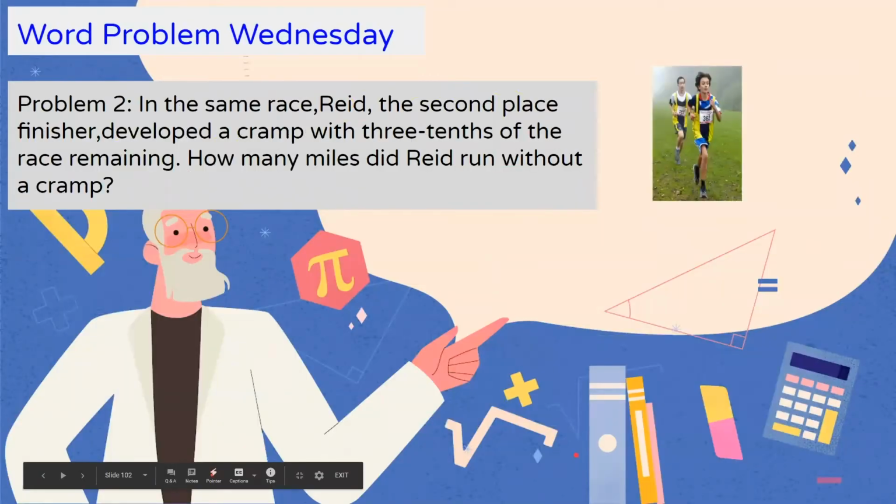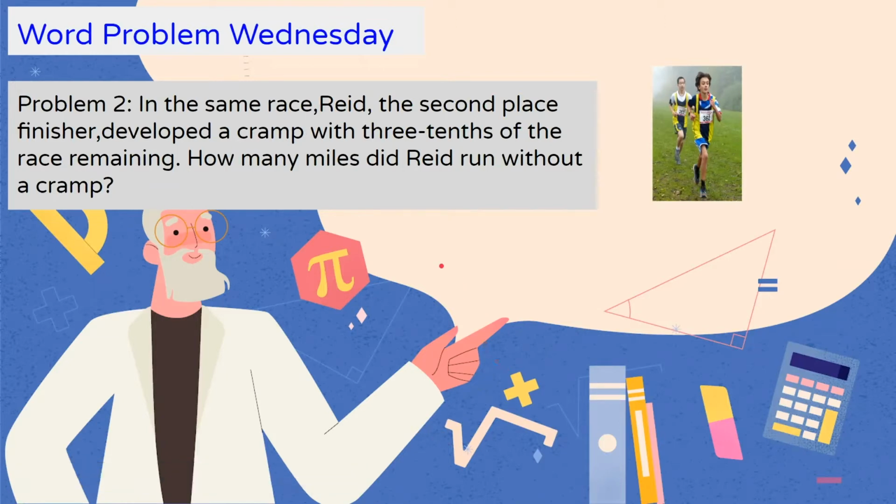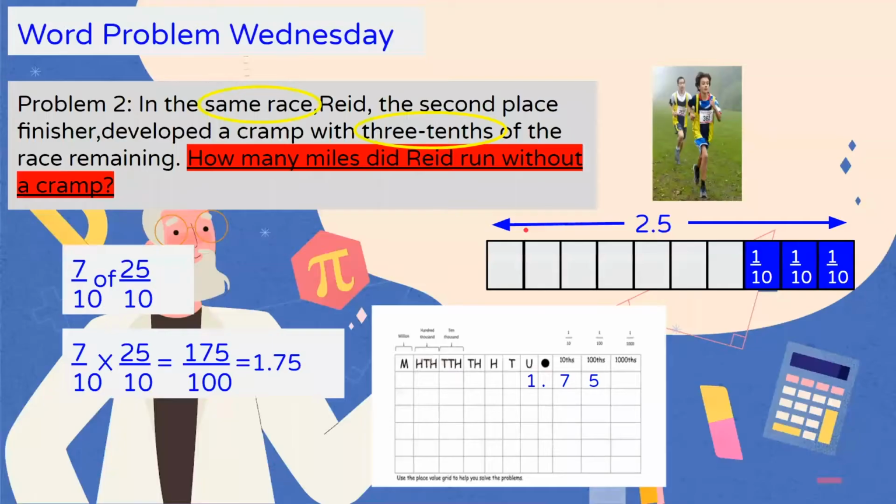And our next part of the problem is going to be a second part of that problem. And in this part, in the same race, Reid, the second place finisher, developed a cramp with 3/10 of the race remaining. So how many miles did Reid run without a cramp? Again, we have to look at what we know, and that'll help us determine our solution.